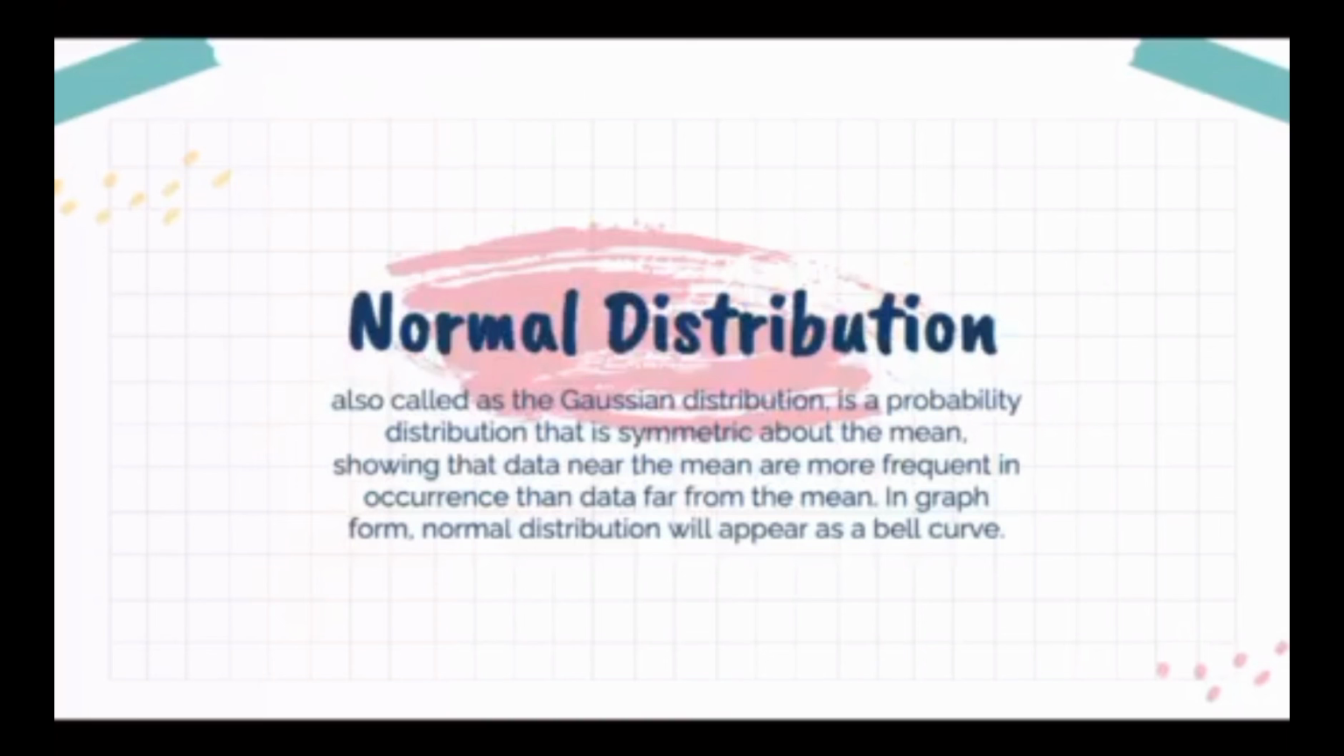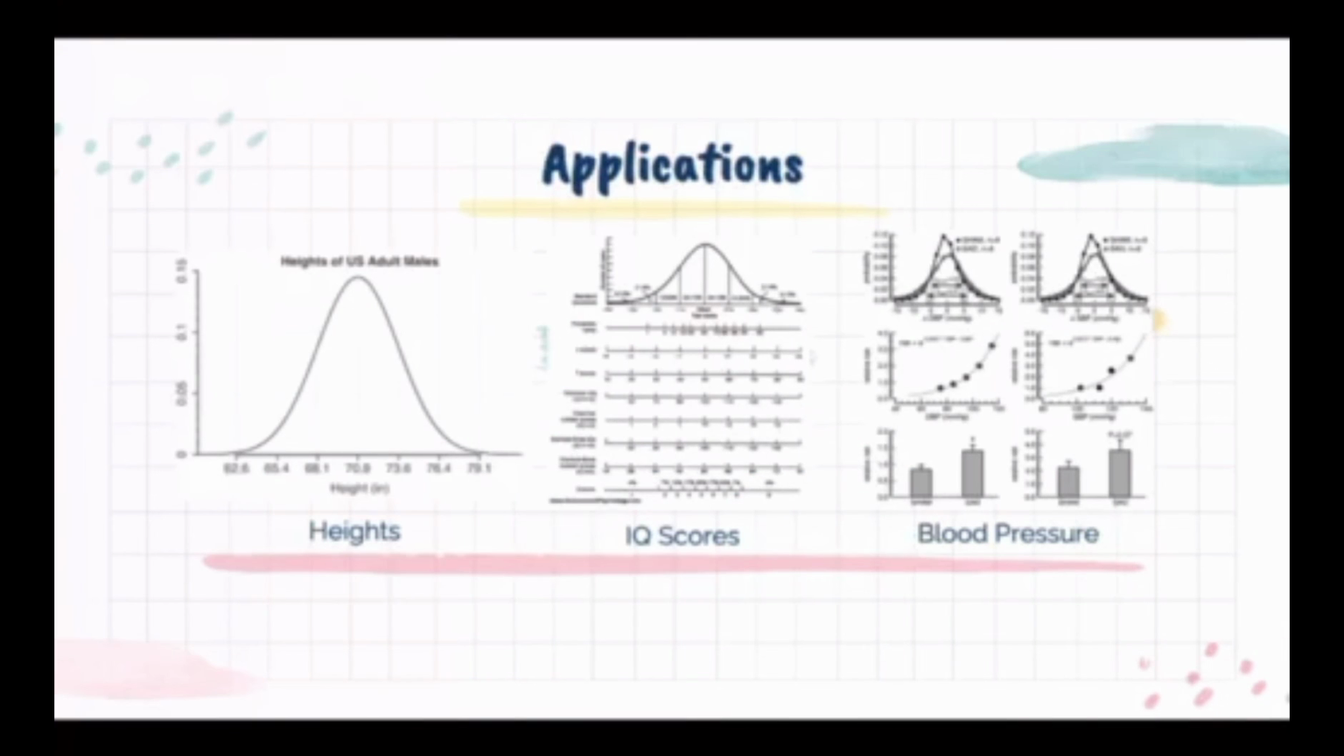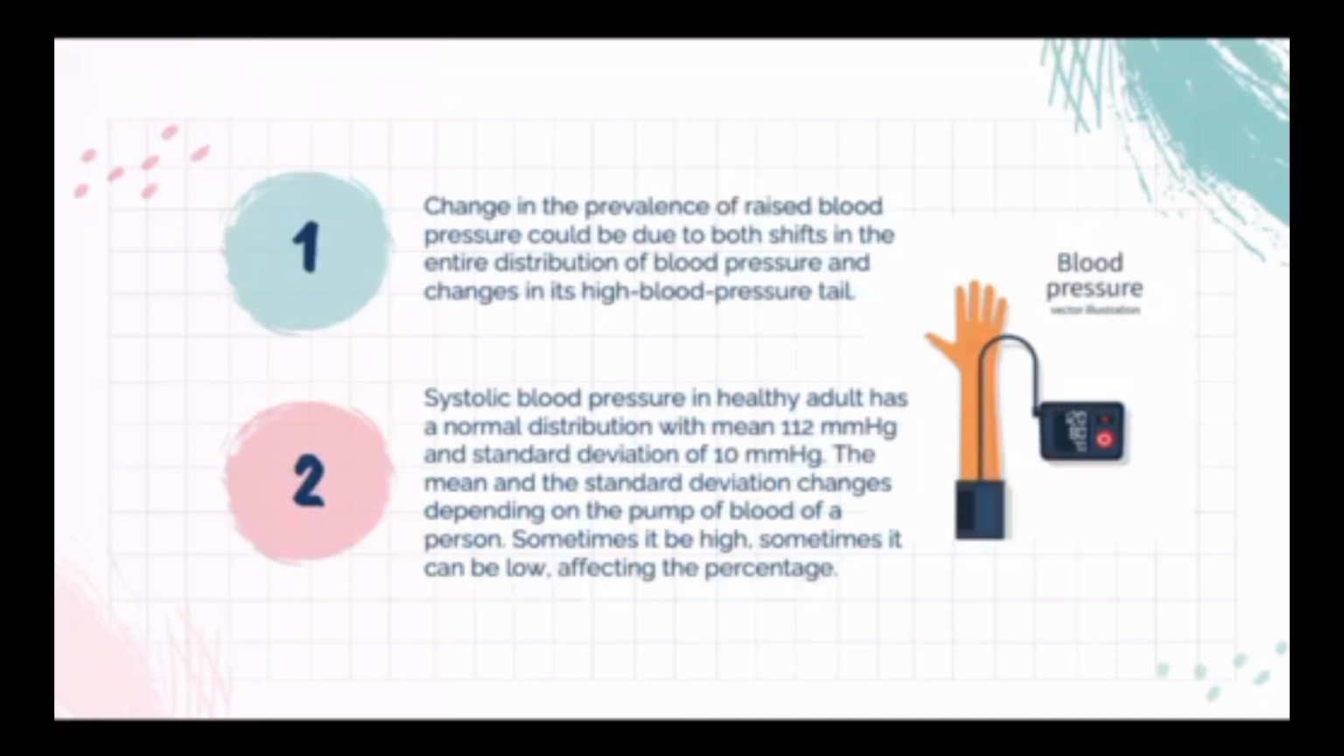I will be explaining the application of normal distribution. Normal distribution, also called the Gaussian distribution, is a probability distribution that is symmetric about the mean, showing that data near the mean are more frequent in occurrence than data far from the mean. In graph form, normal distribution will appear as a bell curve. There are many applications of a normal distribution, like heights, measurement error, IQ scores, blood pressure, and many more. In this video, we're going to talk about blood pressure.